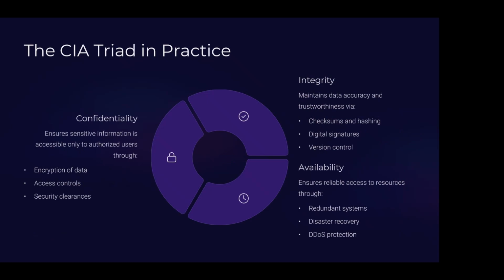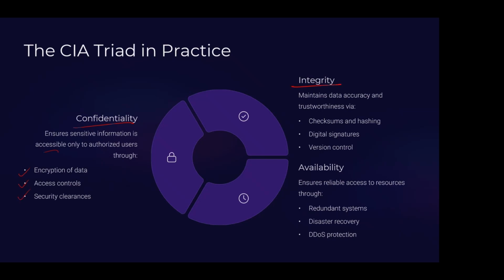Now, by using this CIA triad, which is confidentiality, integrity, availability, we just discussed it. So let's see a recap of what these three major components of network security mean. Confidentiality ensures that sensitive information is accessible only to authorized users. So it protects the data or the resources from unauthorized access. The processes used here are encryption of the data, access controls, and security clearances.